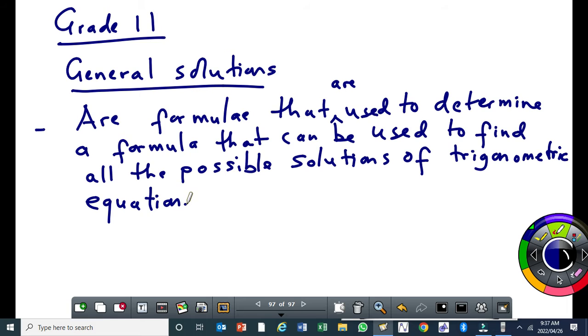Okay, so the general solutions are a group of formulae that are used to determine a formula that can be used to find all the possible solutions of that trigonometric equation. Please be aware that they are general solutions. They are not the exact solutions. That's why I use the word formula. Now, what are those formulas?